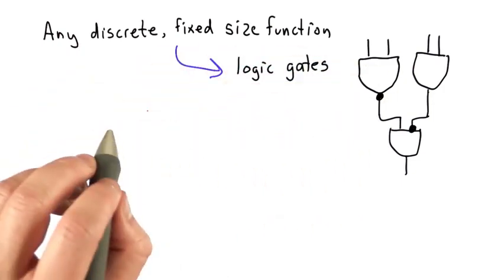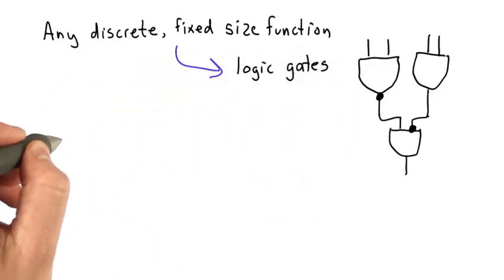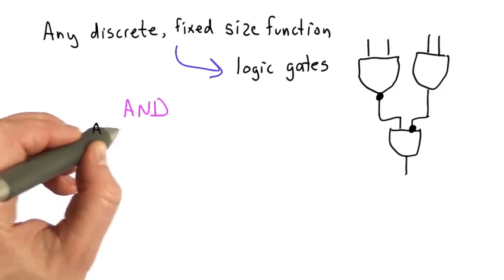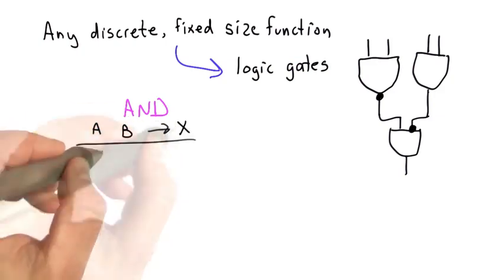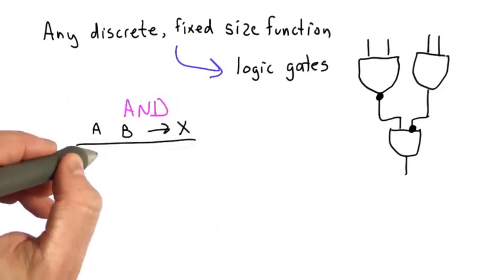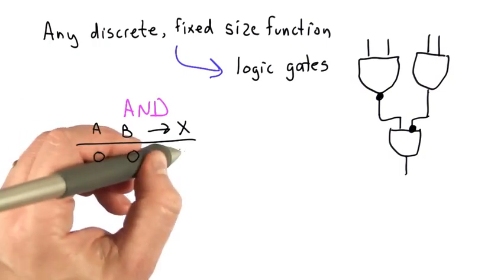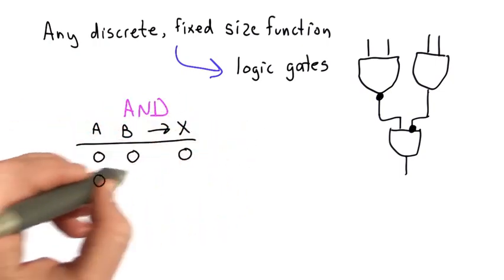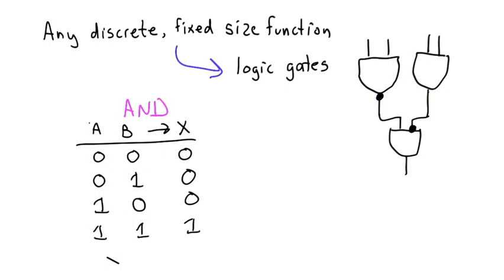So we can think of a logic gate as a truth table. Let's take, for example, the function AND. AND takes two inputs and produces one output. And we can describe that AND with a table of values. We'll use 0 to represent false and 1 to represent true. So this is a regular AND gate.